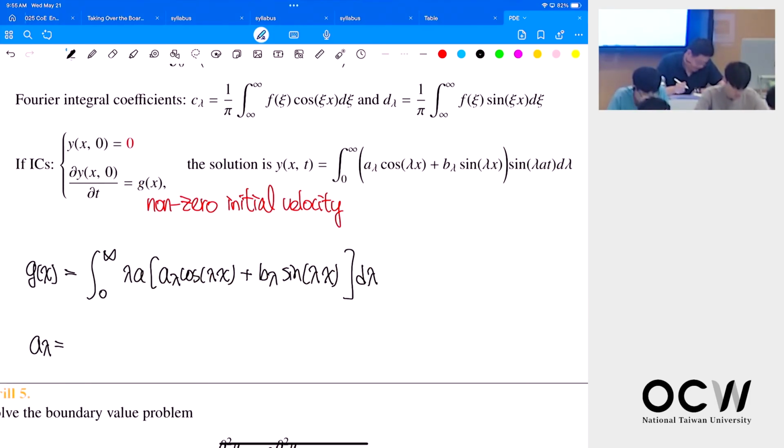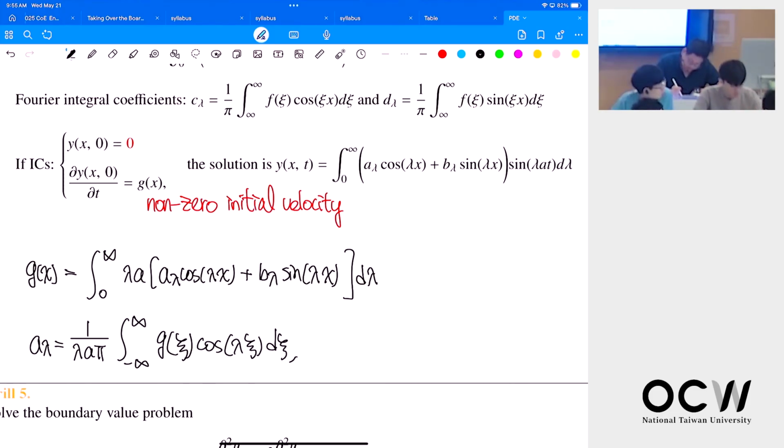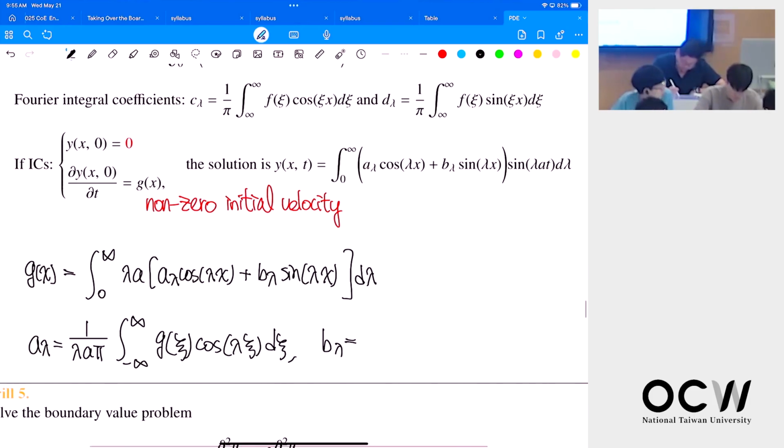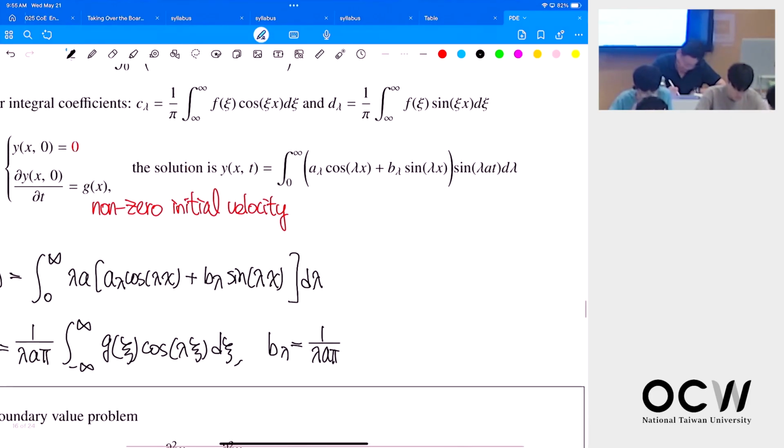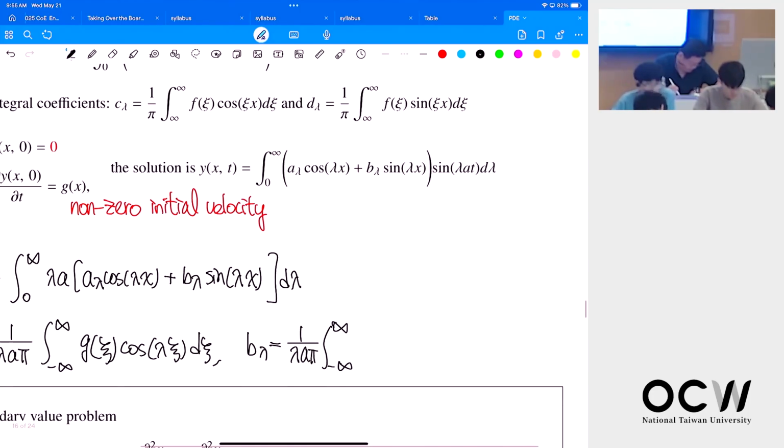Then your coefficient a lambda will be 1 over lambda a pi integration g times cosine lambda c dc, and then b lambda is 1 over lambda a pi integration g sine lambda c dc.